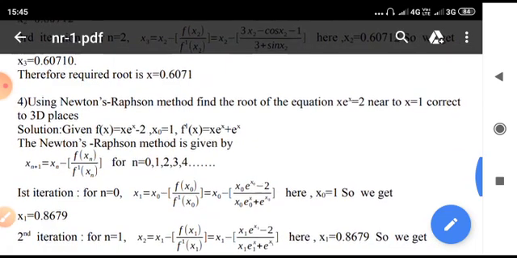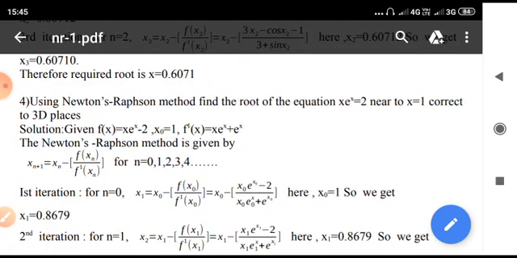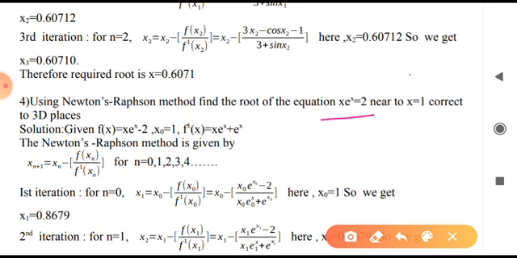Now one more problem we will solve. Using Newton-Raphson method, find the root of the equation x e power x equal to 2 near to x equal to 1, correct to 3 decimal places. Here x naught is given, f of x is x e power x minus 2, x naught is 1, so f dash of x, we have to use the product formula. First function is x, derivative of e power x is e power x, plus second function is e power x, derivative of x is 1, derivative of 2 constant is 0.